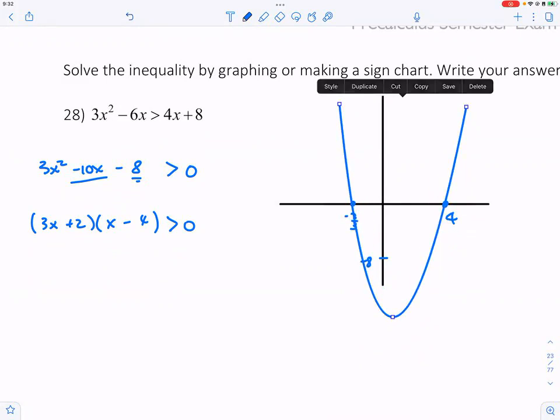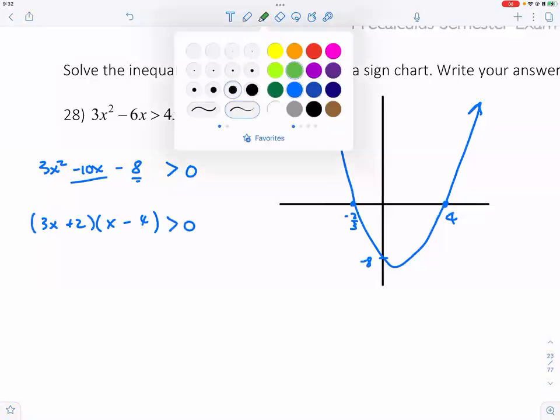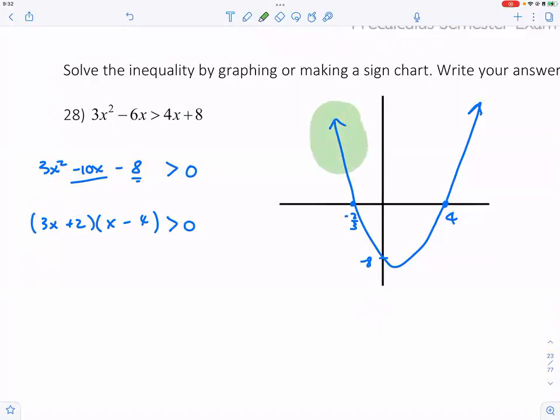Actually, let me just go ahead and make this graph like this. And then we want the portion of the graph that's greater than 0. So to be greater than 0, let me go ahead and highlight the portion of the graph that's greater than 0. So this part is greater than 0. This part is greater than 0.